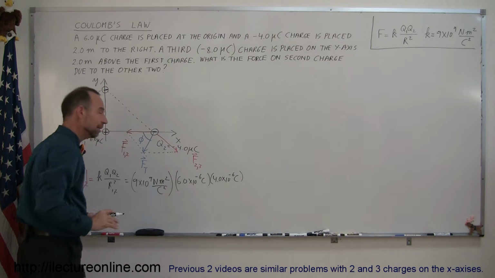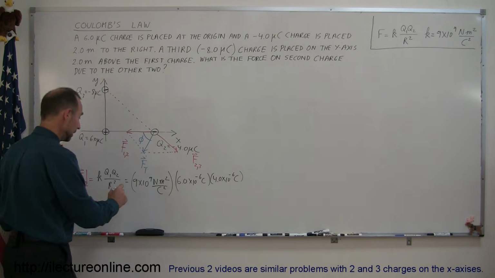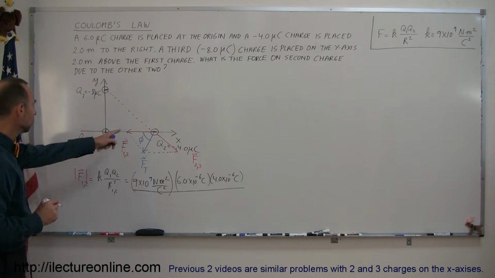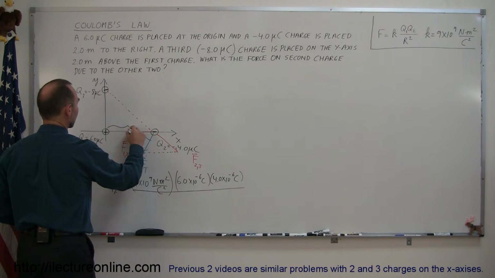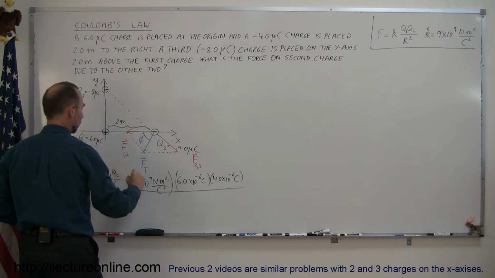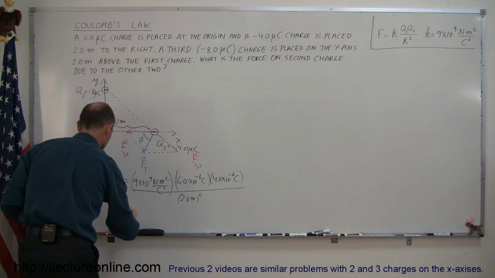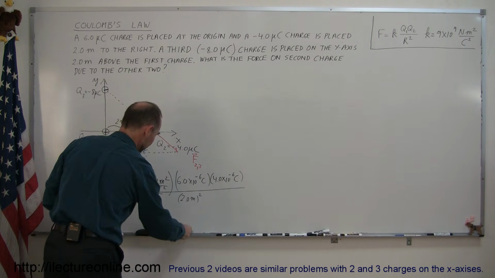And again, even though it's negative, I put a positive quantity in, because that is just the magnitude that we're looking for. And then the distance between them squared, we realize that this distance here is 2 meters. So we write 2.0 meters quantity squared. And then we grab our calculator to find out what the magnitude of that force is.